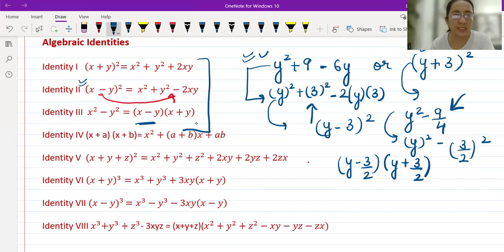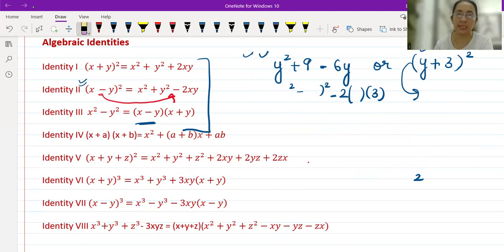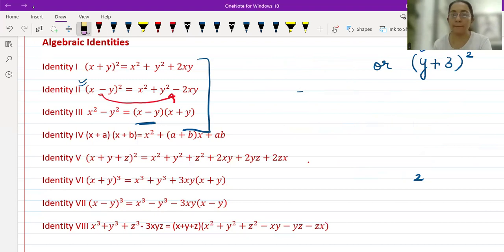Let's come to identity number 4, but first let me just rub this. The fourth identity says (x plus a) into (x plus b), which will give us x square plus (a plus b) into x plus ab. Now, what are these a and b? They are the constant values which are given in the question.